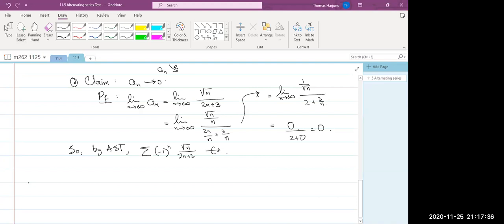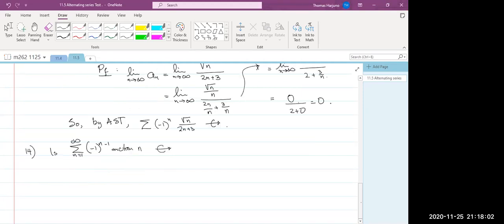I actually wonder, how about number 14? Is the alternating series from n equals 1 to infinity of arctangent n convergent? I don't think so. Solution: I don't think so. Let a sub n be arctangent n.